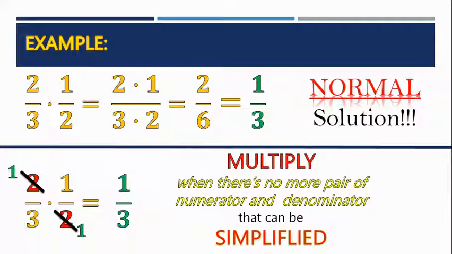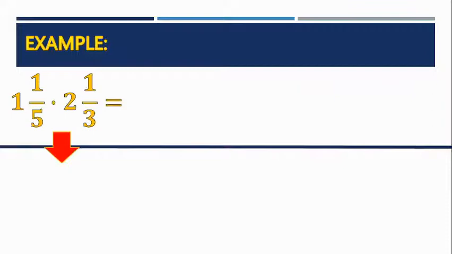Let's have one more example to show you how to do cross cancellation. So how about for mixed fractions? If we have 1 and 1/5 times 2 and 1/3, if you could still recall, we have to first convert it to improper fractions. Take note that you cannot solve it even in other operations.